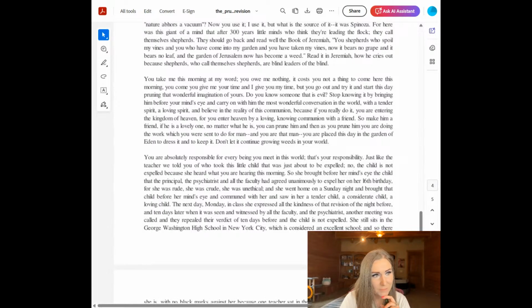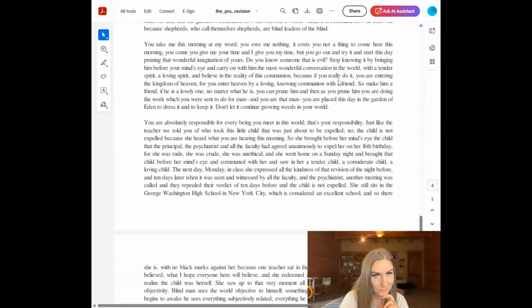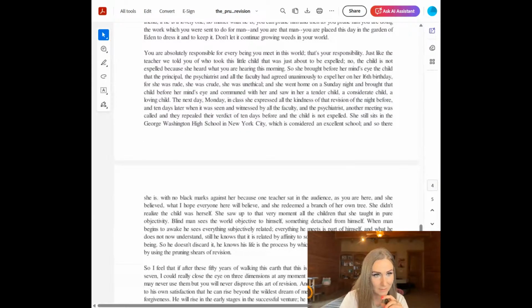You shepherds who spoil my vines, and you who have come into my garden, and you've taken my vines. Now it bears no grape, and it bears no leaf. And in the garden of Jerusalem now it has become a weed. Basically, he's talking about how the blind are leading the blind, which not much has changed in the 70 years since he gave this lecture. A lot of these so-called leaders are just the blind leading the blind. So we're not accepting any premise that is not ideal.